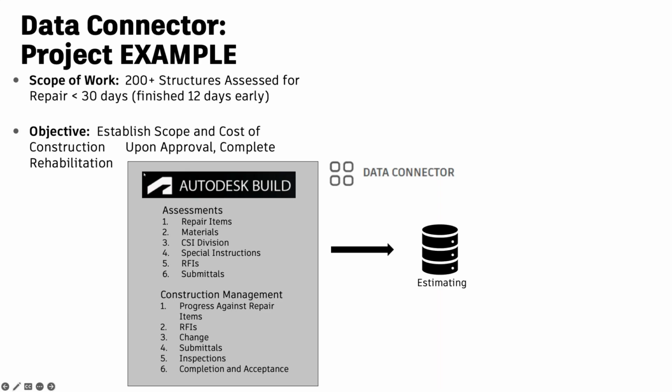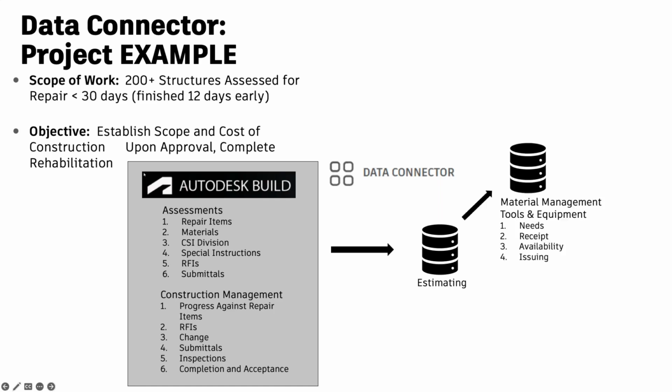So from Autodesk Build, we push data into our estimating tool to build out the repair cost estimate so that we could work with and negotiate with our client the cost of repair by building. We also moved data into material management so that we understood, and this is all still data coming from Build, what materials we needed, basically an MTO, both per building and then overall. So we understood the needs for the materials, and then once we purchase, we'll manage receipt, availability, and issue the material.